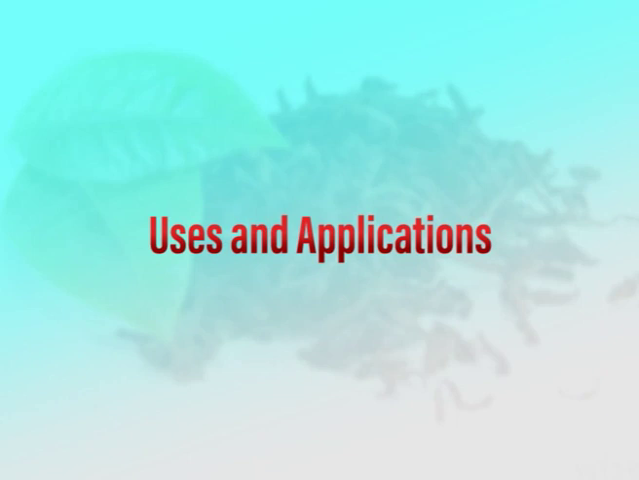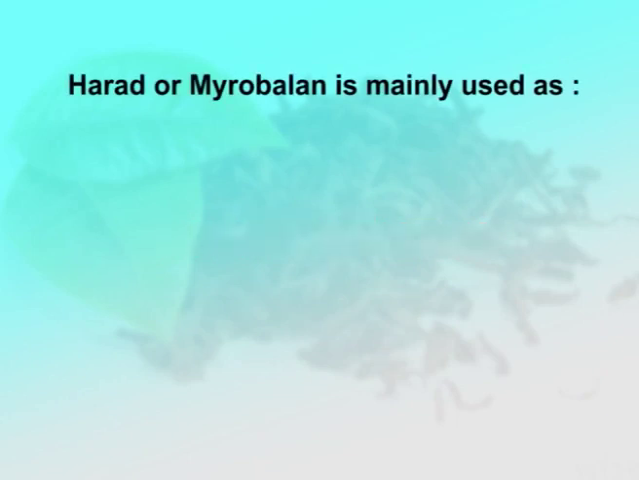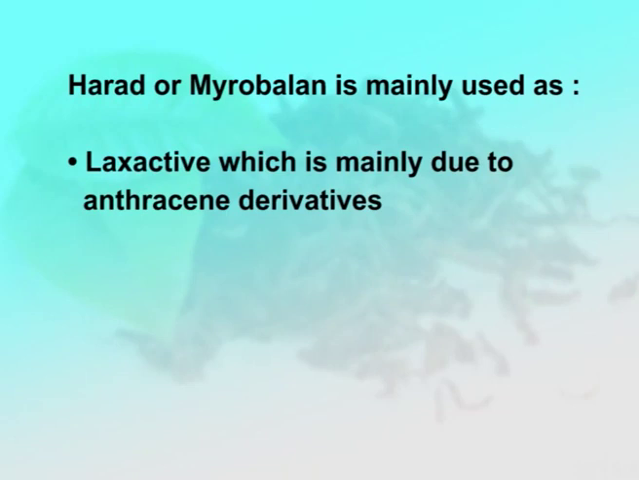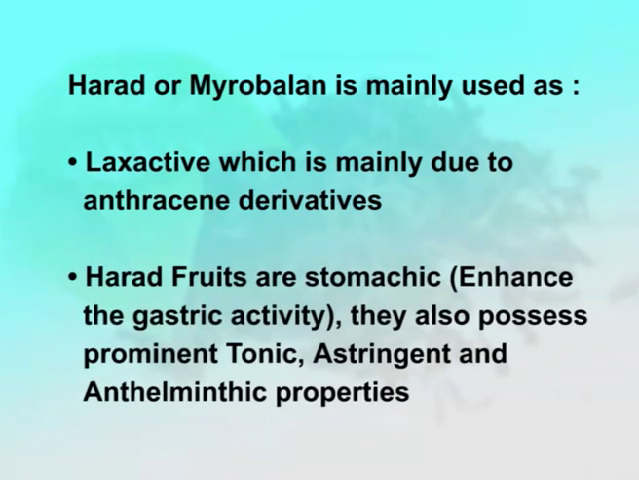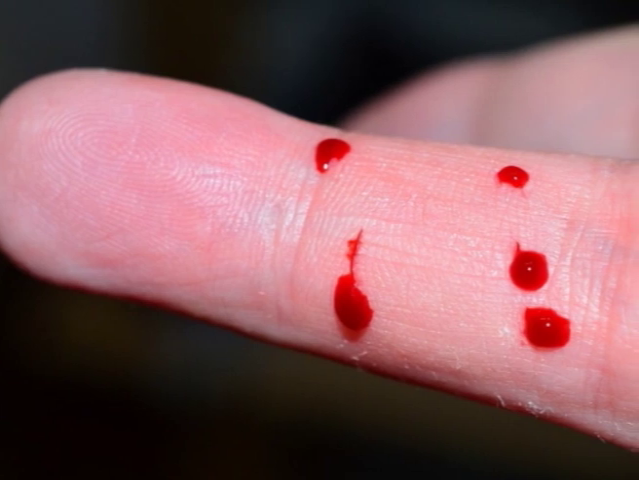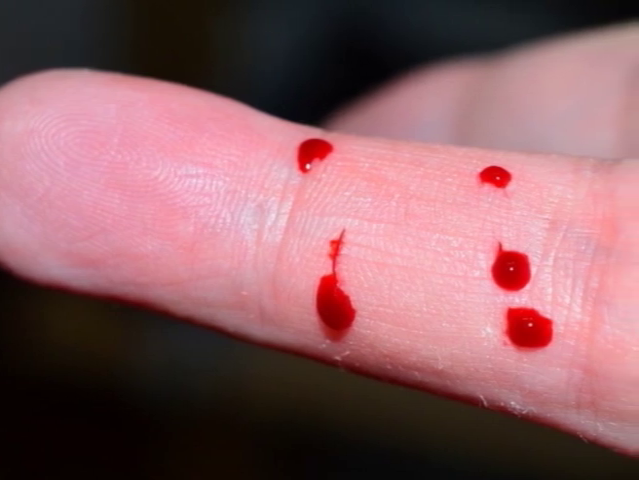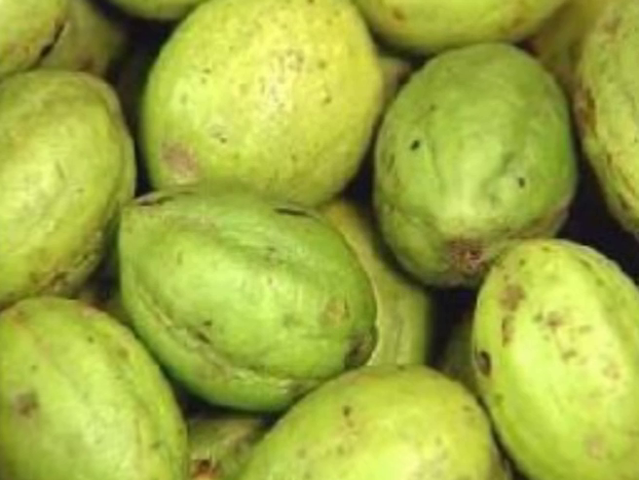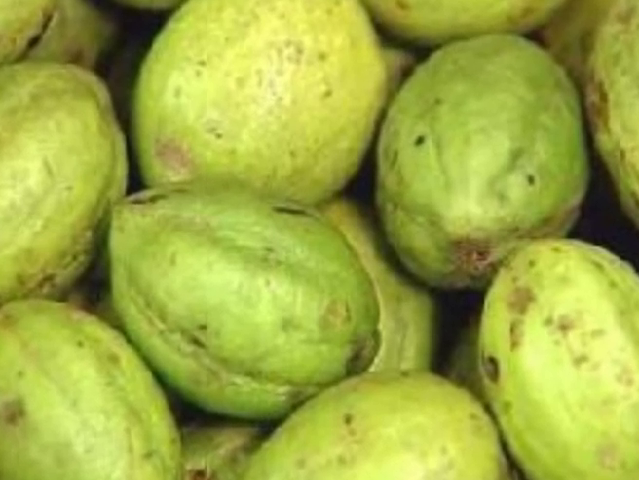Now, coming to the uses, the harad or myrobalan is mainly used as a laxative, which is mainly due to its anthracene derivatives. Harad fruits are stomachic, means they enhance the gastric activity. They also possess prominent tonic, astringent, and anthelmintic properties. Harad fruit pulp is a good blood coagulant and therefore it is used to stop the bleeding. This action is due to the high tannin content in the harad fruits.